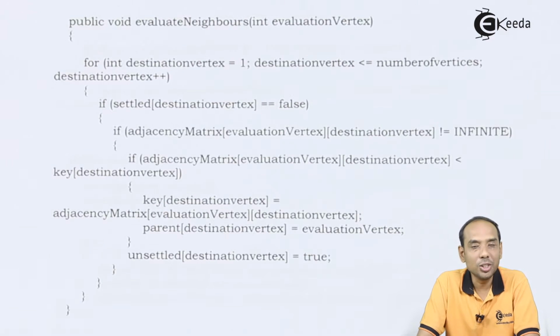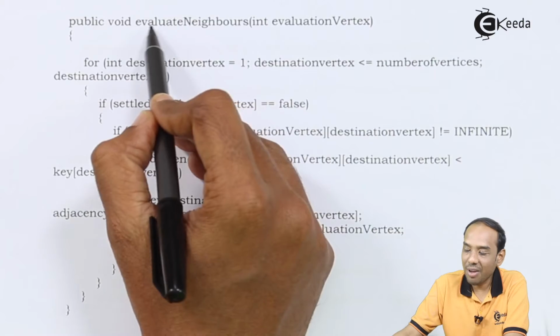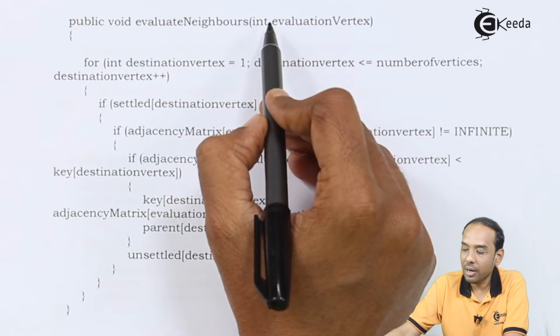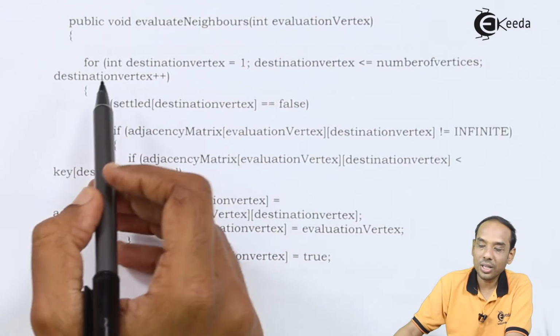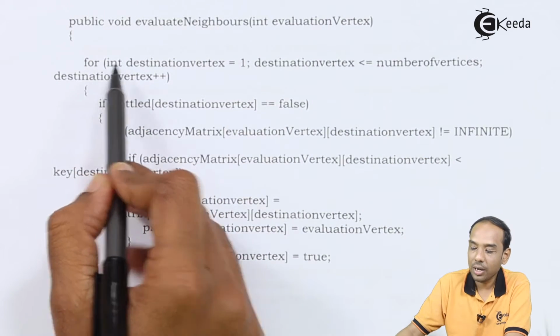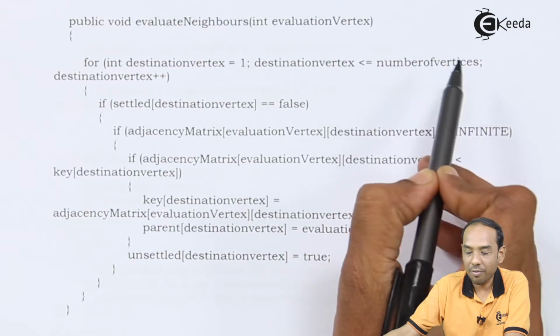Now we will write the function to evaluate another set of vertices, which we call neighbors. Hence we write the function name as evaluateNeighbors. We write public void evaluateNeighbors with the parameter evaluationVertex. Once this is taken, then we go for the destination vertex. We write for int destinationVertex equal to 1 and it is less than number of vertices.